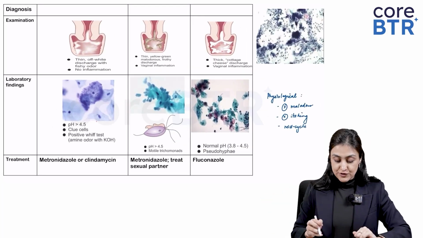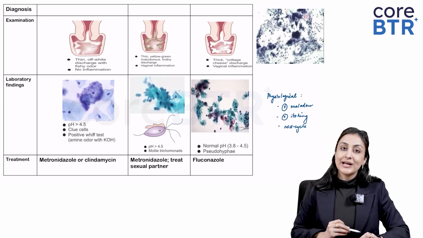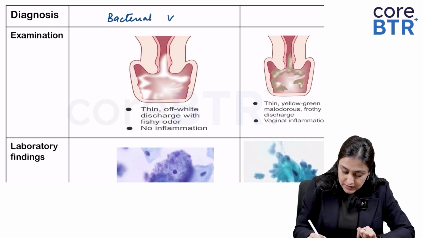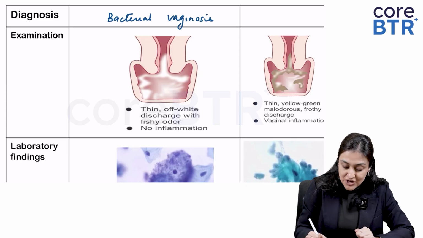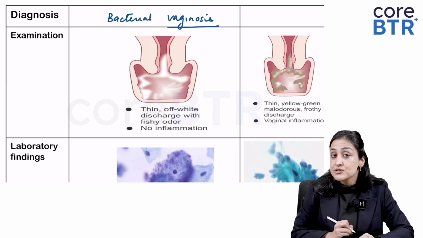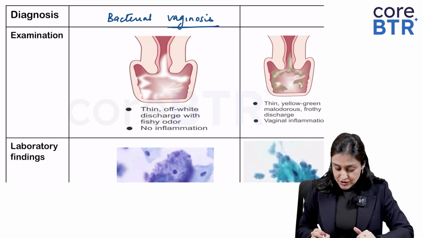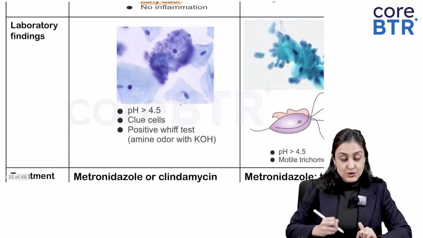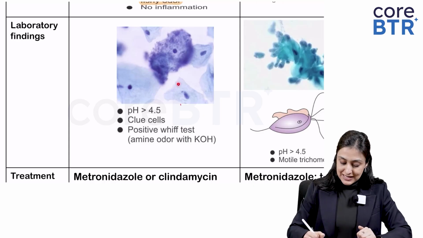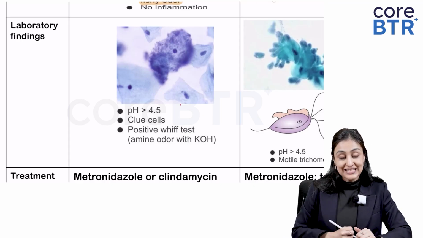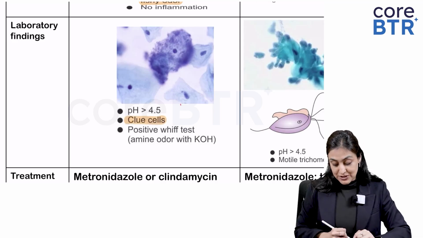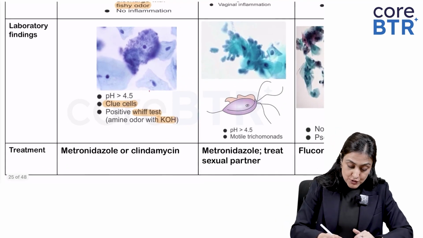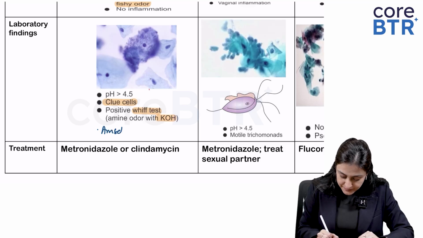If this is not physiological, three causes. Let's look at the buzzwords. The first one, bacterial vaginosis. As the name suggests, vaginosis, not itis, there are no signs of inflammation. So this is where they will describe off-white, fishy odor. The hallmark are these cells. What are these cells? Clue cells. These are the epithelial cells which are coated by these bacteria. That is the clue cell. You will see a whiff test. If you put KOH, there will be this odor. So this is where we have the Amsel's criteria.